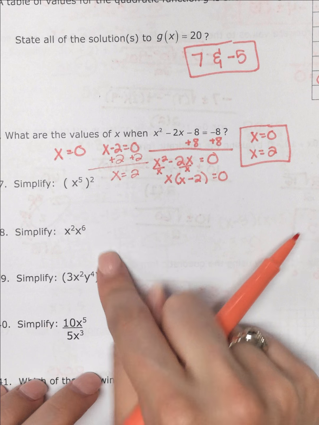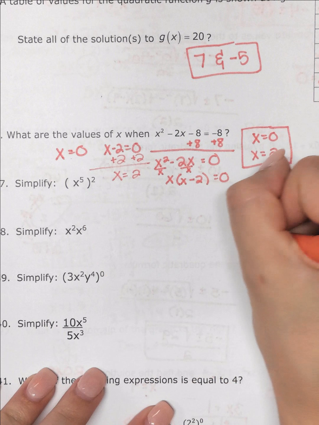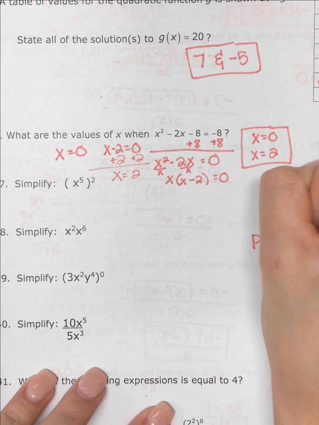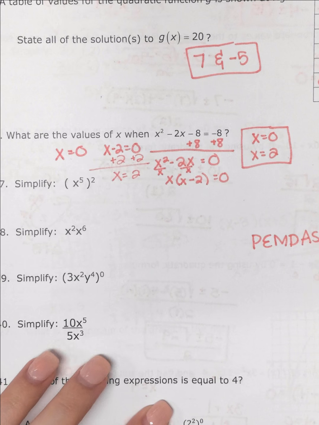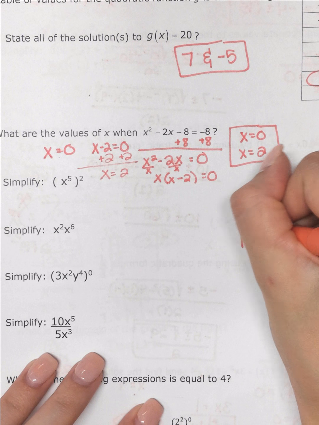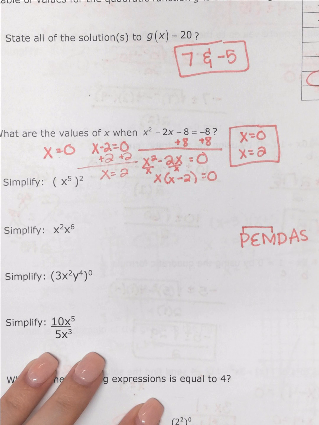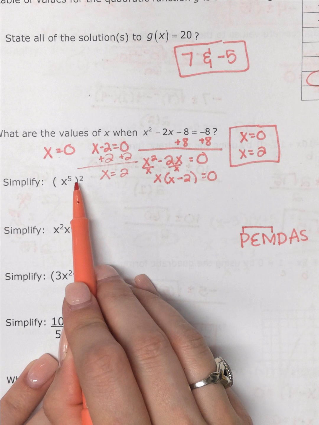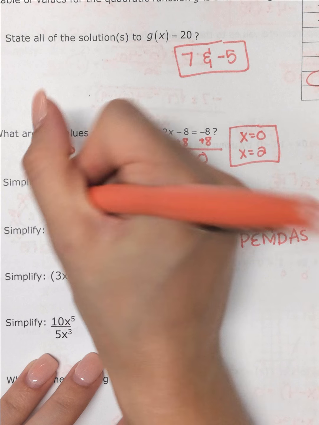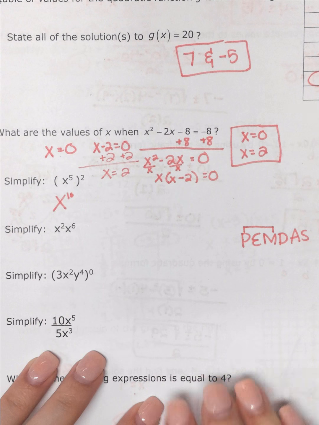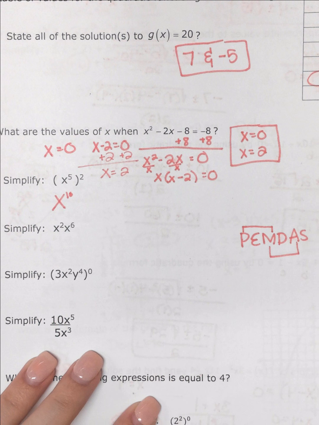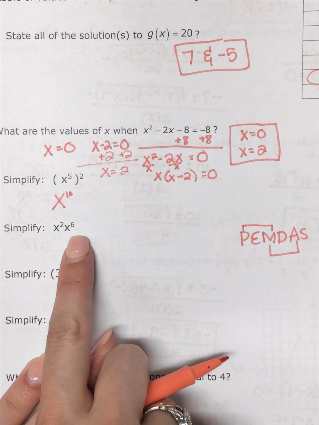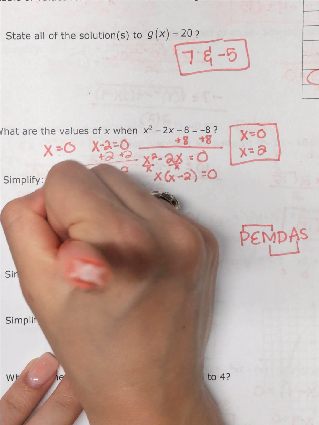Here, with our exponent laws, okay, you're going to use PEMDAS to help us remember our rules. These are our exponent laws. When it's parentheses, you multiply the exponents. So here, this is raised to a power. So 5 times 2 is 10, x to the 10th. When you multiply, you add the exponents. So here, x squared and x to the 6th, we add to give us x to the 8th.